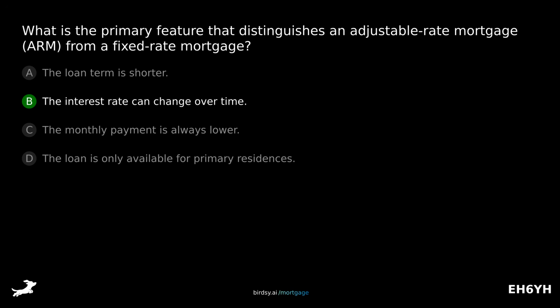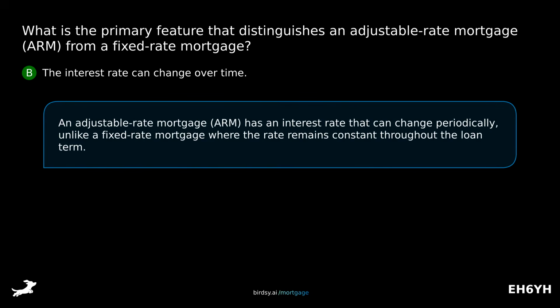The answer is B, the interest rate can change over time. An adjustable rate mortgage has an interest rate that can change periodically, unlike a fixed rate mortgage where the rate remains constant throughout the loan term.